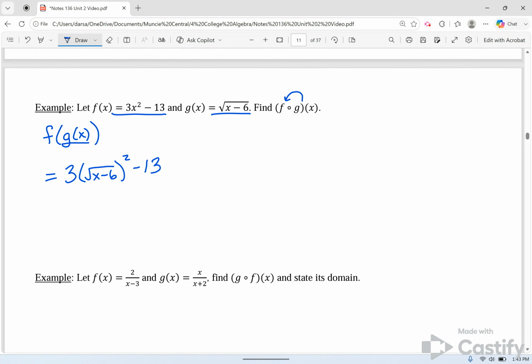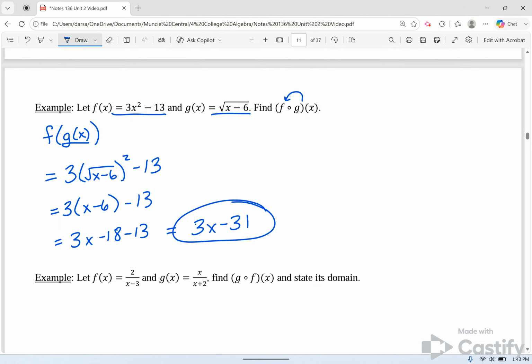Now this one is kind of interesting because what do square roots and squares do? They undo one another. So this squared and the square root cancel, and we're left with 3 times just x minus 6, and you need to multiply it by both x and the minus 6. And we still have this minus 13. A little bit of algebra, and this is why you have to go ahead and do the math and make sure that you get these right. So this one is going to be 3x minus 31.